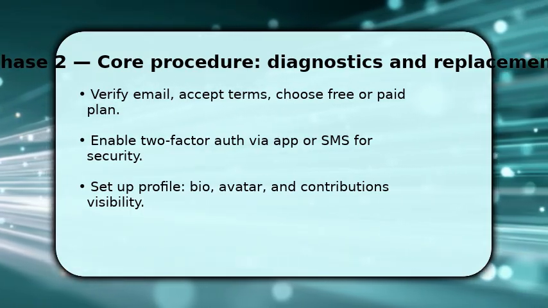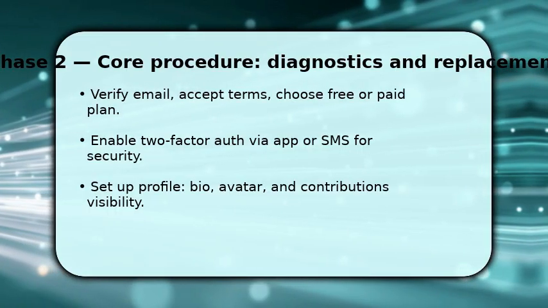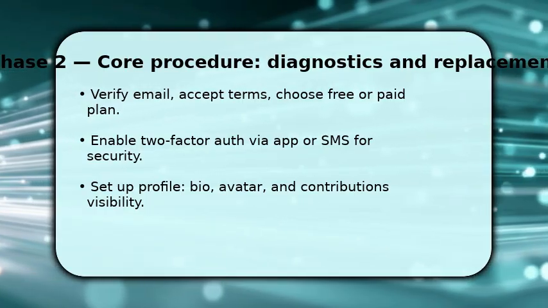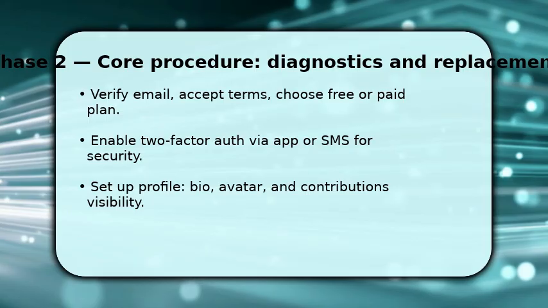Next, pick a plan. Free includes public and private repos. Then enable two-factor authentication for stronger protection, using an authenticator app or SMS so your account resists breaches.